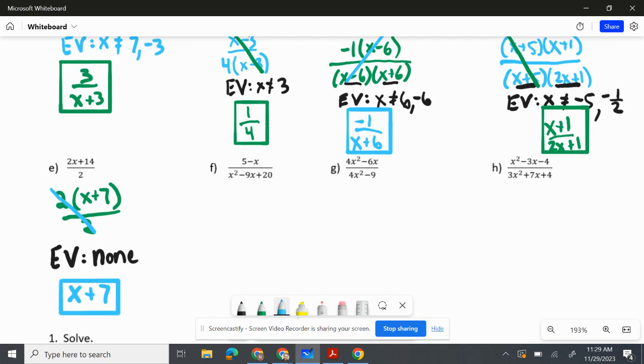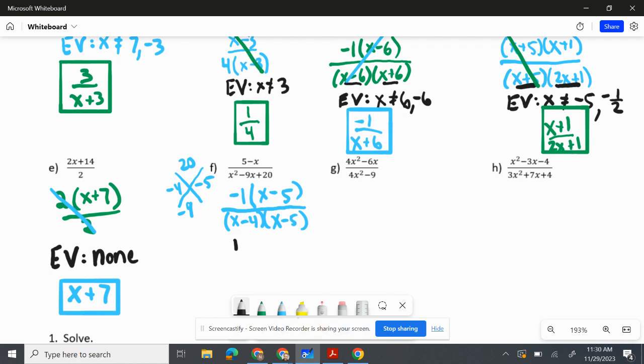Now, for letter F, we're going to factor the bottom. Since it's a trinomial, we're going to use the x method. Two numbers that multiply together give us 20 and add up to negative 9 would be negative 4 and negative 5. So I have x minus 4 and x minus 5. When I'm looking at this, what I notice is that it's flipped. So I'm going to factor out a negative 1, and that gives me x minus 5.